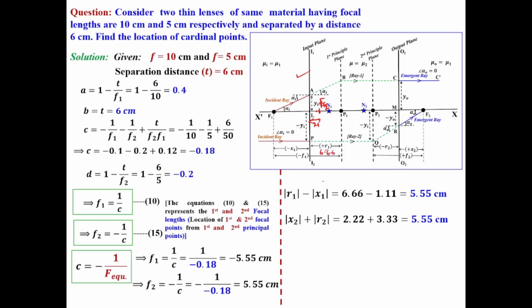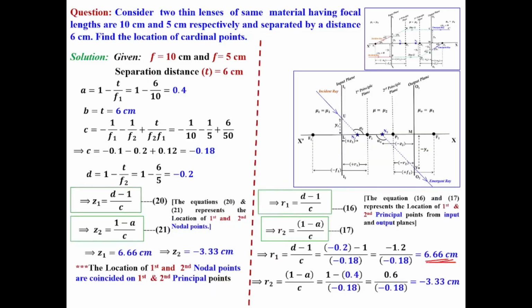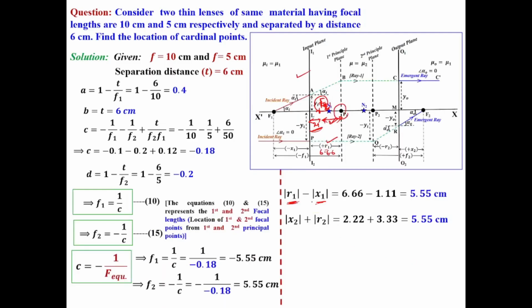Now we have to find out this distance. What is the distance between the first focal point and the first principal point? How are we going to determine this? We can determine it as the magnitude of R1 minus the magnitude of x1. The R1 magnitude we found is 6.66, and the x1 magnitude we found is 1.11. So R1 magnitude minus x1 magnitude is 5.55 centimeter.